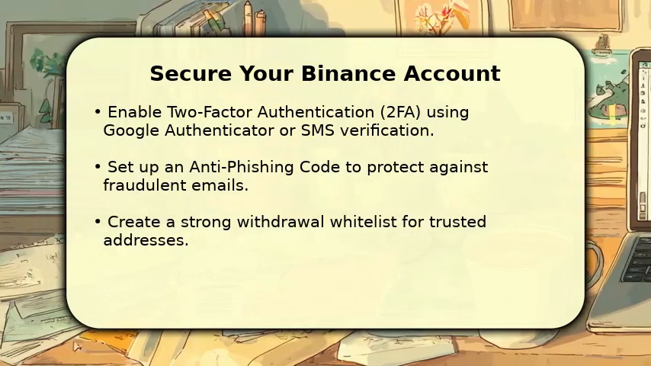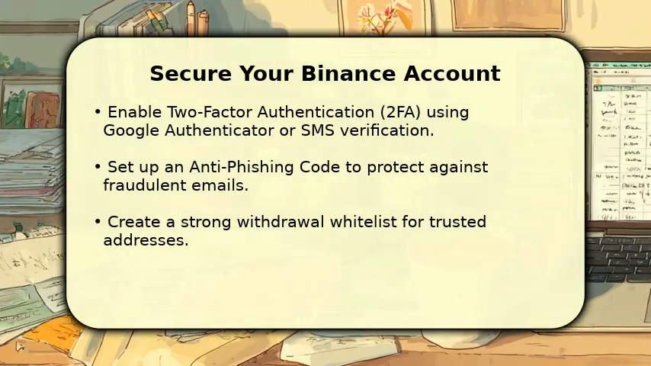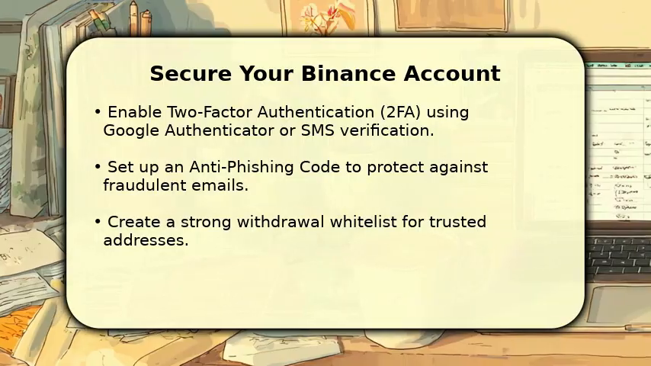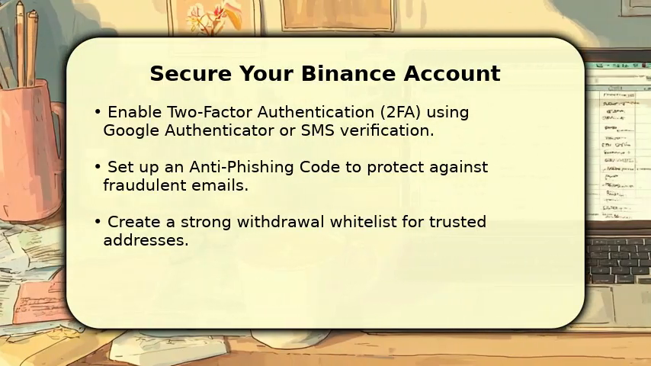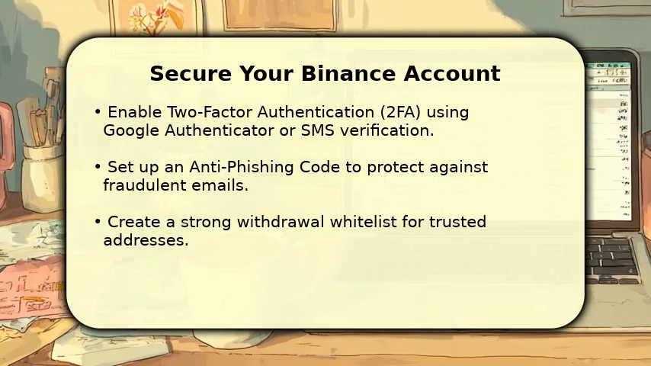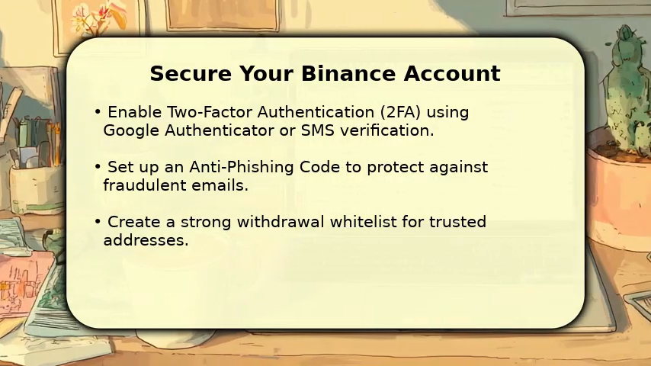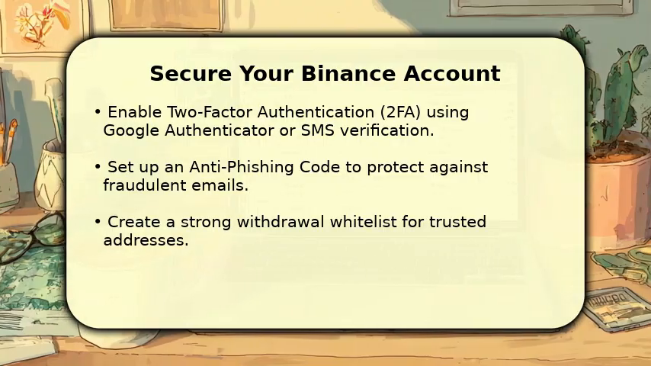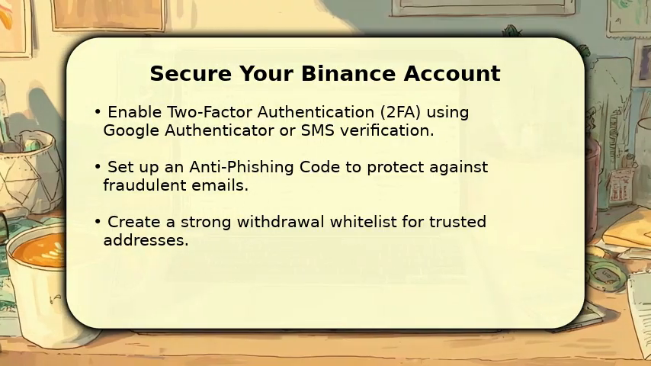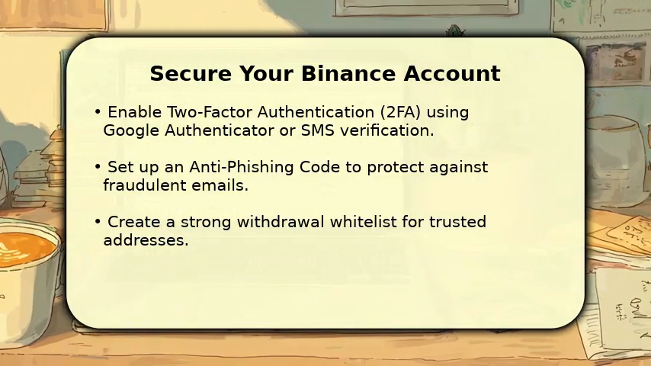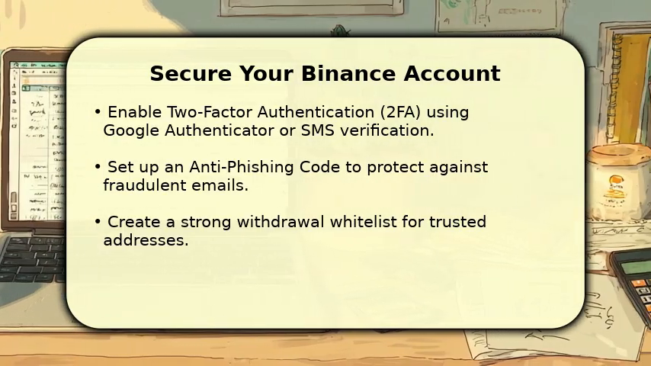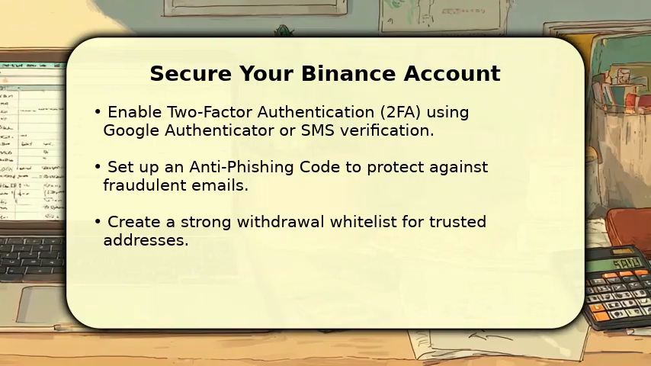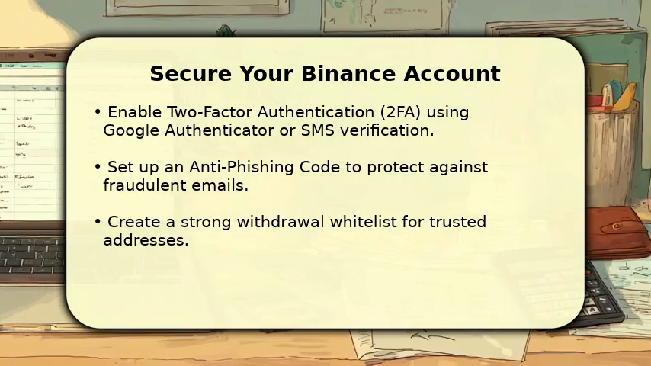After verification, securing your account is paramount. Enable two-factor authentication, or 2FA, using Google Authenticator or SMS. This adds an extra layer of protection. Also, set up an anti-phishing code to help identify legitimate emails from Binance. Consider creating a withdrawal whitelist for trusted addresses. Regularly reviewing your security settings and account activity will help keep your funds safe and secure.